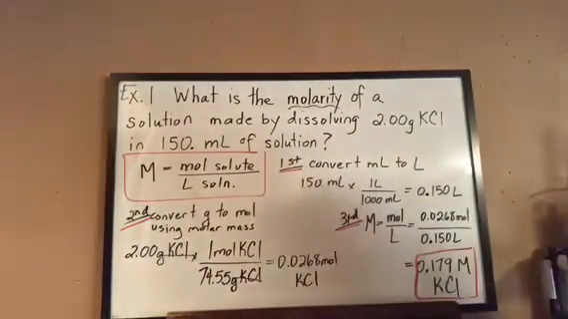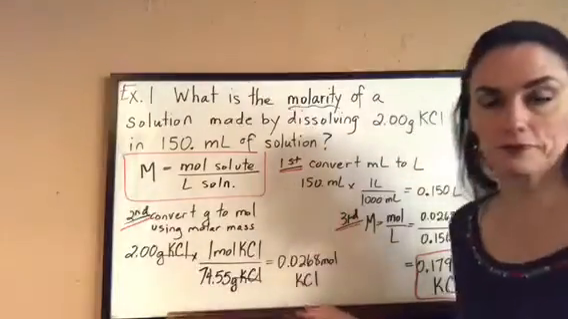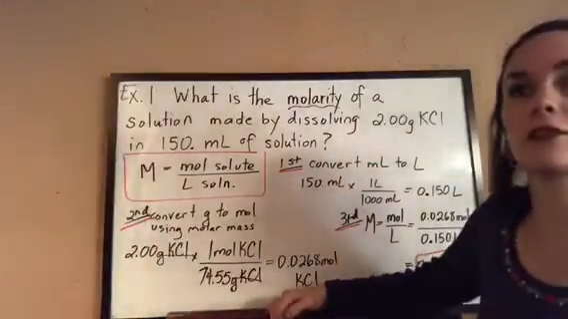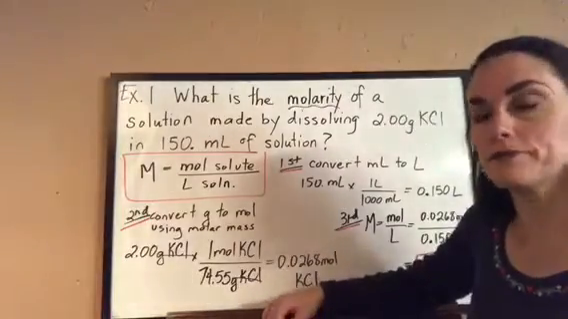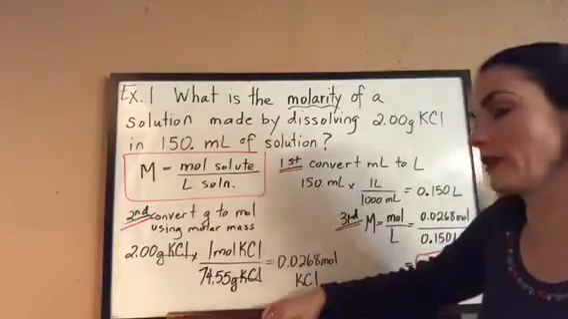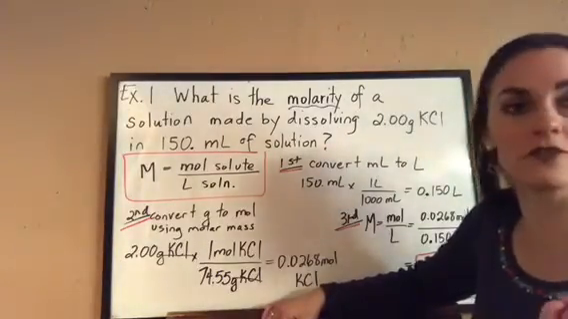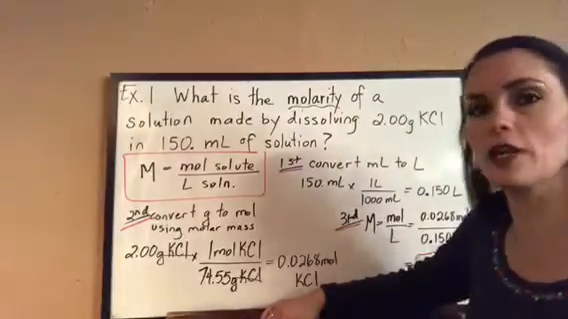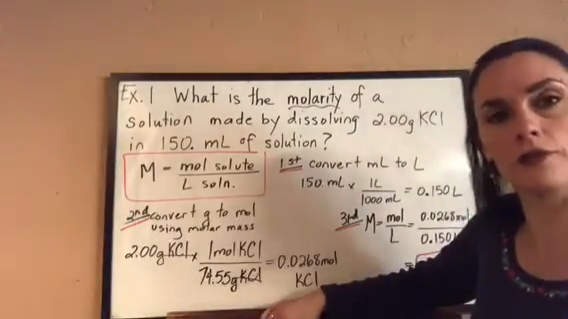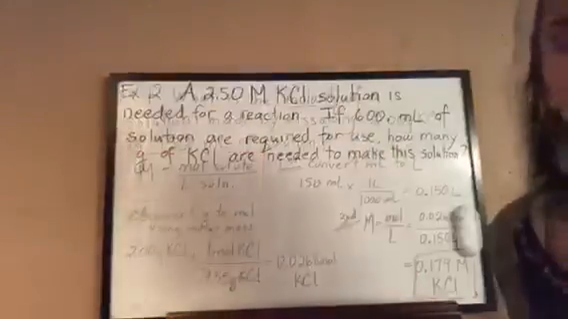And let's say that we know the amount of solution that we want to make. Let's say a solution needs to be made for a certain reaction. We need it to be at a certain concentration, and we need a certain volume of it. Well, how much of the solute should we measure out in order to make that specified concentration? Let's do an example like that.